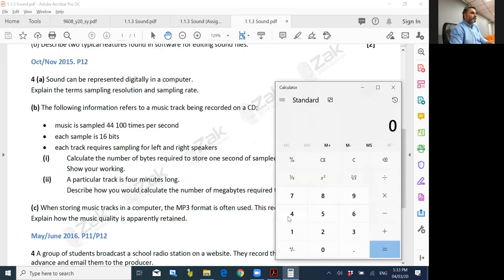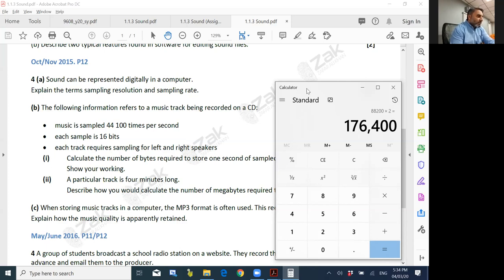So we have 44,100 samples per second. Each sample is of 16 bits. So this is 1 second recording in bits. We have to divide it by 8, and then it has become 88,200 bytes per second being recorded, and then we have left and right speakers, so we would have to multiply it by 2, so this would become 176,400 bytes for 1 second recording.